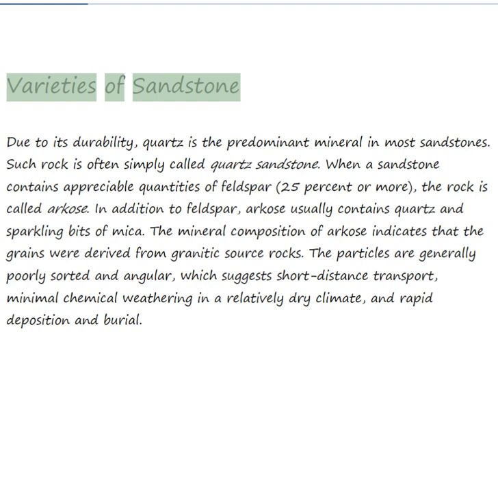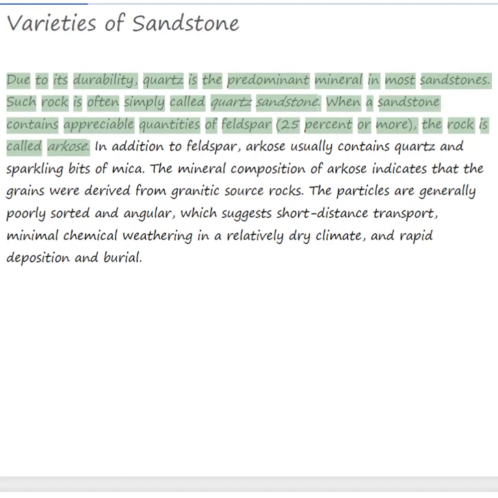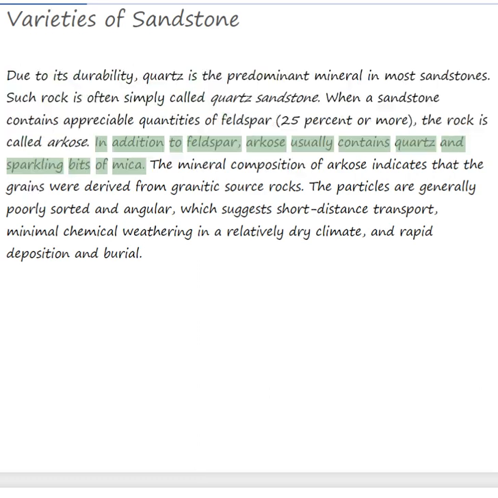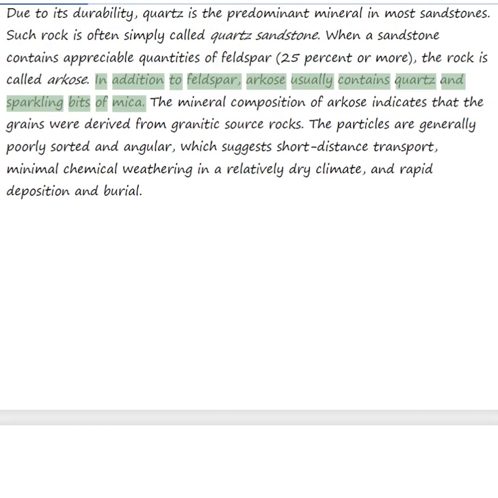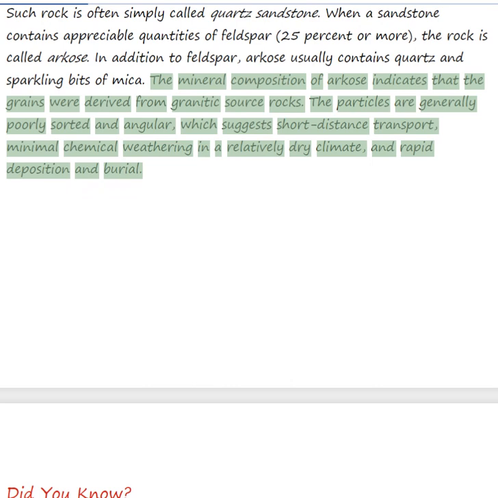Varieties of sandstone. Due to its durability, quartz is the predominant mineral in most sandstones. Such rock is often simply called quartz sandstone. When a sandstone contains appreciable quantities of feldspar, the rock is called arkose. In addition to feldspar, arkose usually contains quartz and sparkling bits of mica. The mineral composition of arkose indicates that the grains were derived from granitic source rocks. The particles are generally poorly sorted and angular, which suggests short-distance transport, minimal chemical weathering in a relatively dry climate, and rapid deposition and burial.